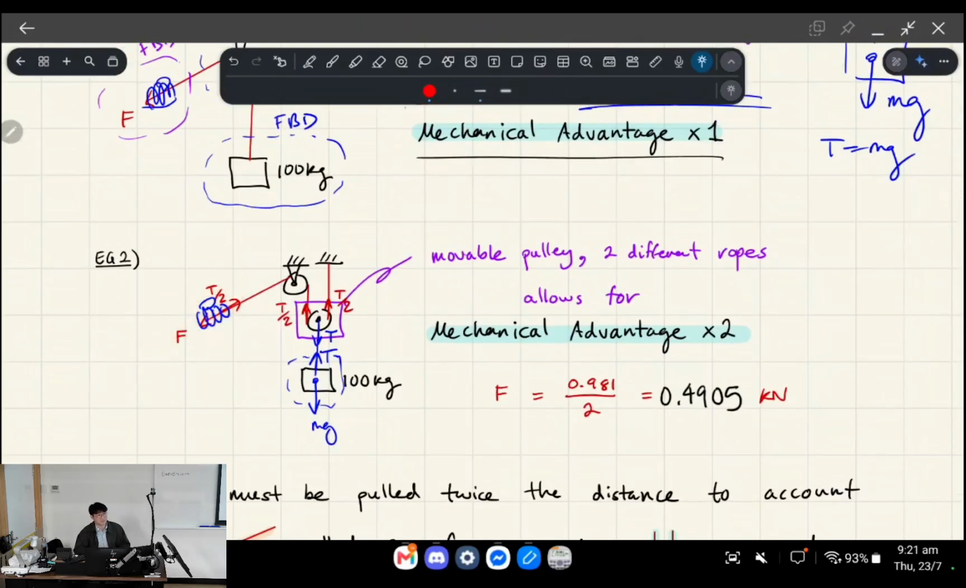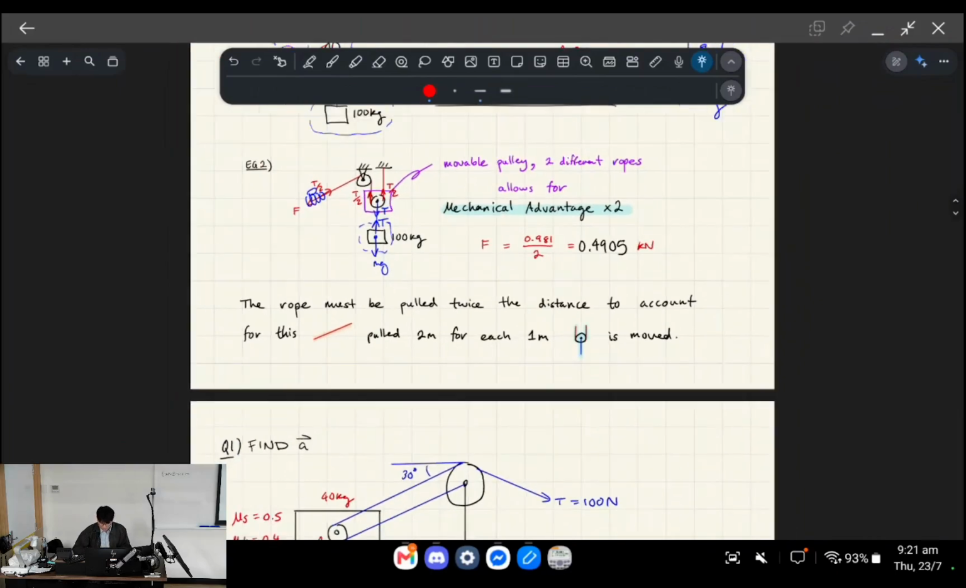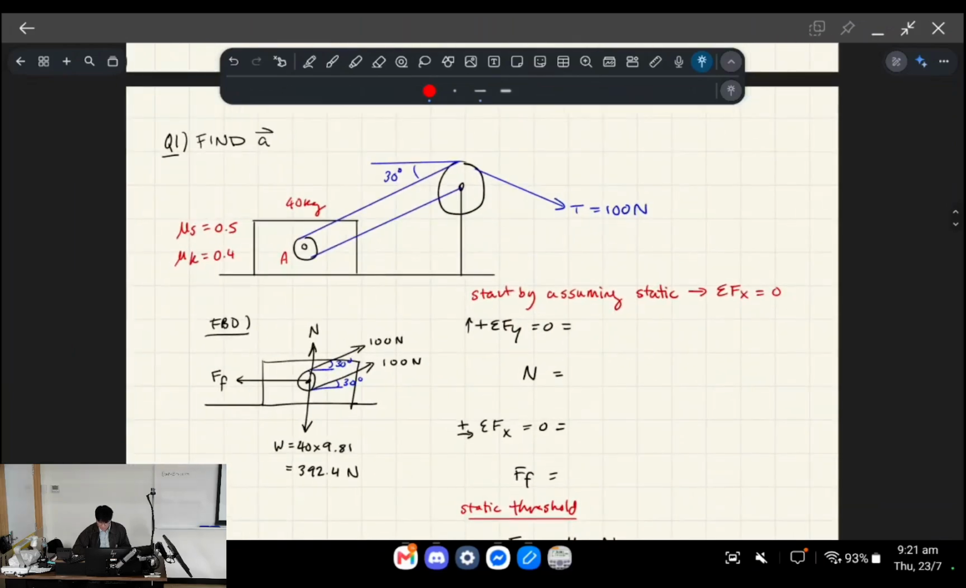That's what I'm trying to say. Does that kind of make sense? So that's kind of how mechanical advantage works in terms of pulleys and ropes. Okay, so I just want to explain that first before we get into our first question.